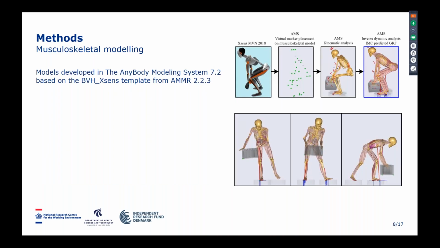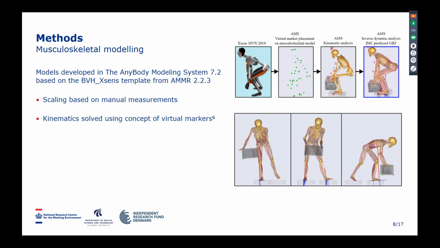So based on this kinematic data from the supermarkets, we developed musculoskeletal models in the AnyBody Modeling System 7.2, based on the BVH Xsens template from the AnyBody Managed Model Repository. The process is basically resembled here. You have the avatar, where you can export a BVH stick figure file, and the scaling of this stick figure is based on manual measurements. So when you begin a measurement with the Xsens system, you have to use a caliper to measure certain body dimensions and input them into the software.